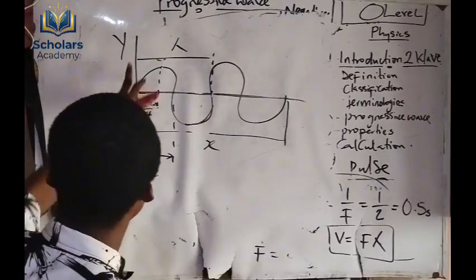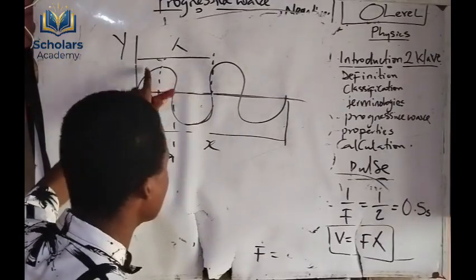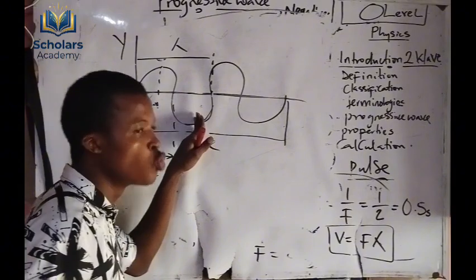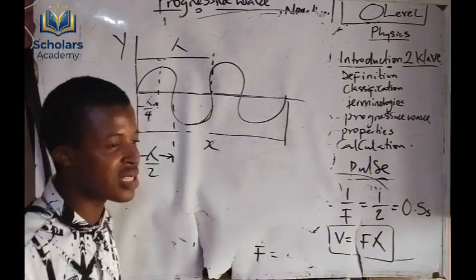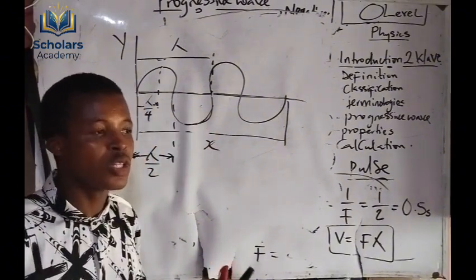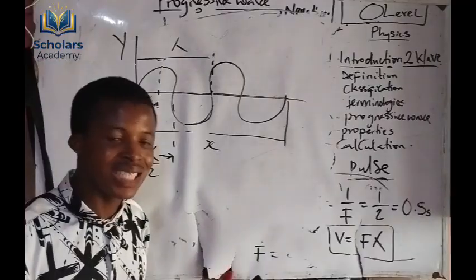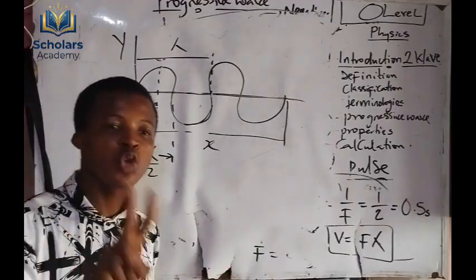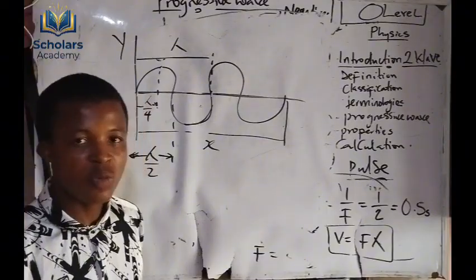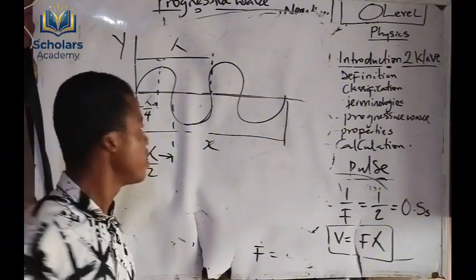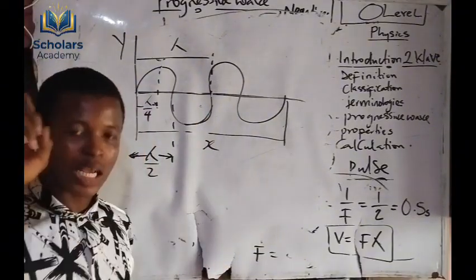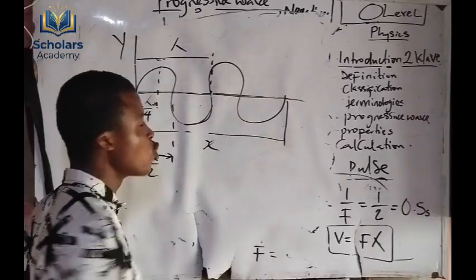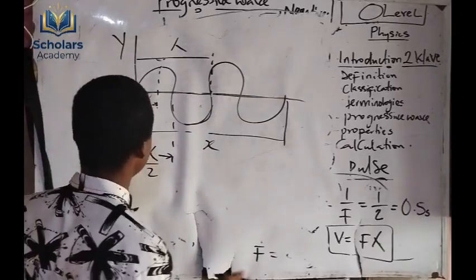So let me come again. From this part to this part, that's why I told you about crest and trough. If you want to define wavelength, you can say it can be defined as the distance between successive crests or successive troughs. Wavelength can also be the distance between 2 crests, or between 2 troughs. Crest to crest, that's one wavelength. Trough to trough, that's one wavelength.